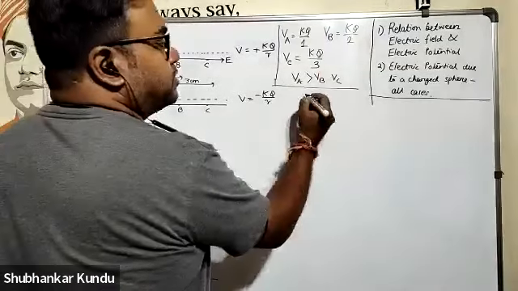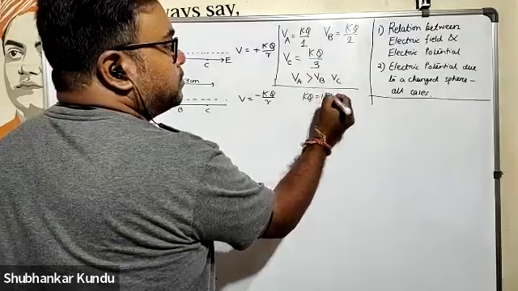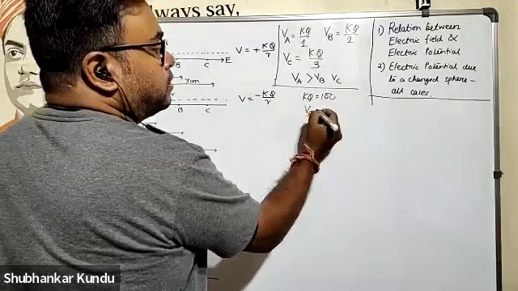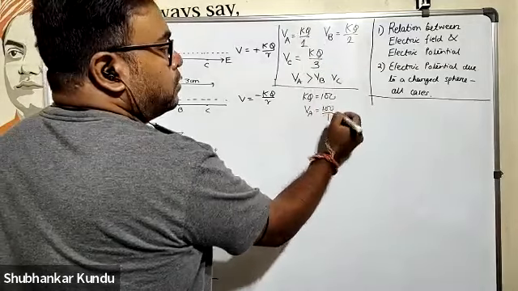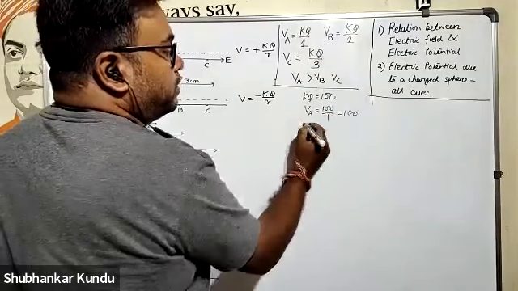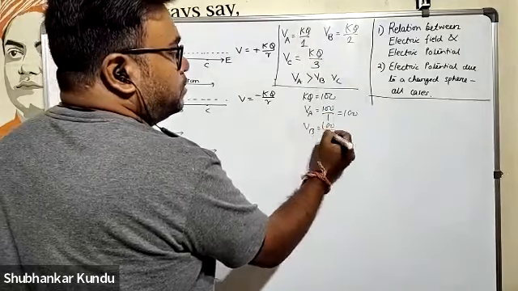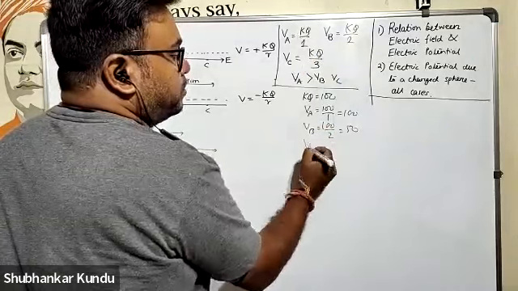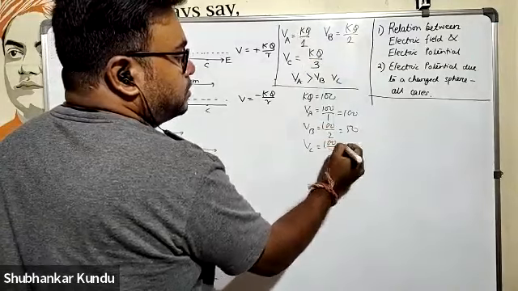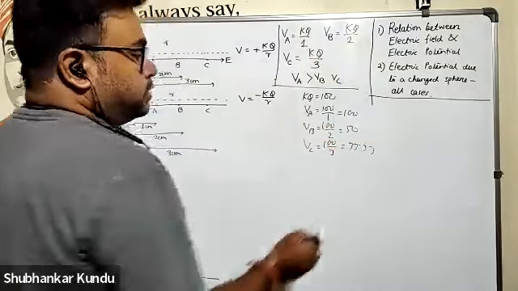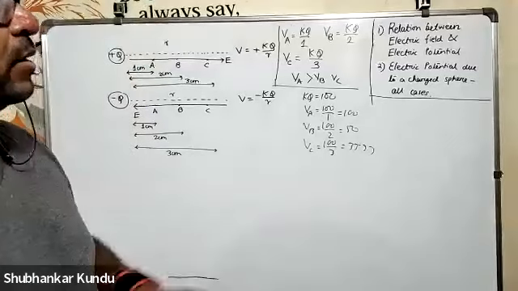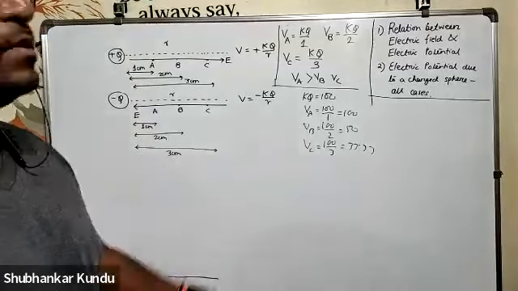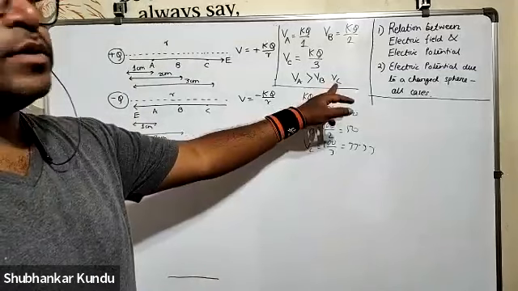Consider KQ as 100. So what will be VA? 100 by 1 is equal to 100. What will be VB? 100 by 2 is equal to 50. What will be VC? 100 by 3 is equal to 33.33. So who is greater? VA greater than VB greater than VC. That means VC is the smallest one.